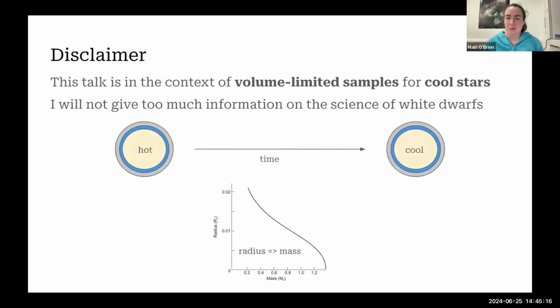But before I start, I just wanted to give a disclaimer because I know that this talk is in the context of volume limited samples of cool stars, so I'm not going to give too much information on the details of the white dwarf science that we've done.